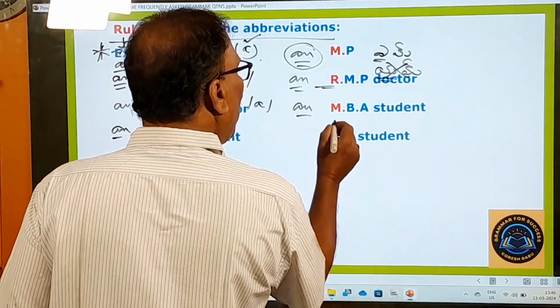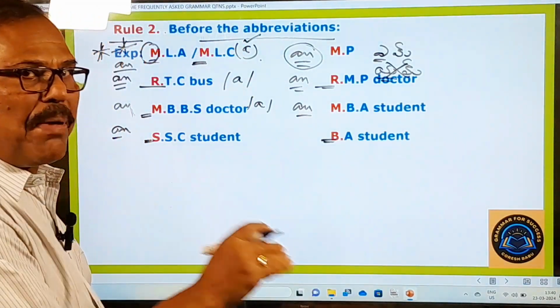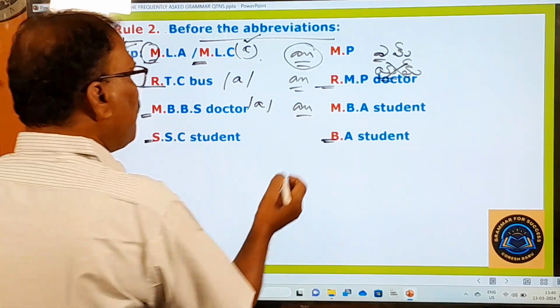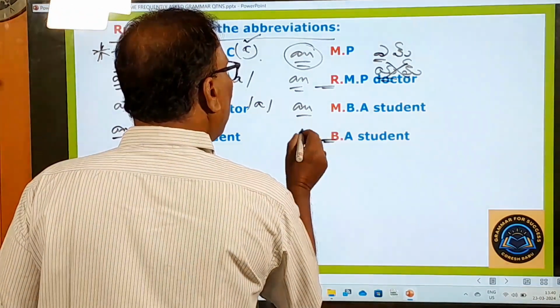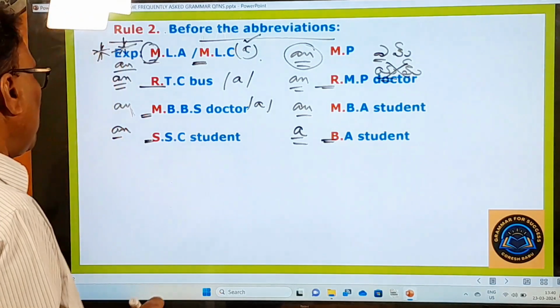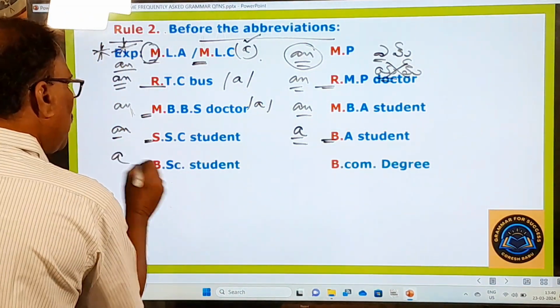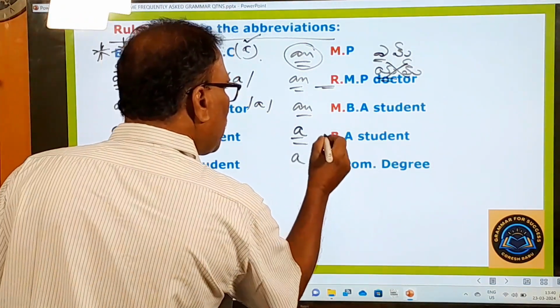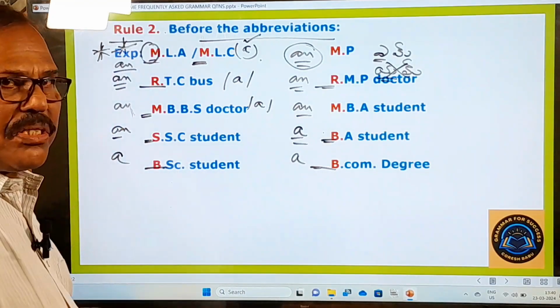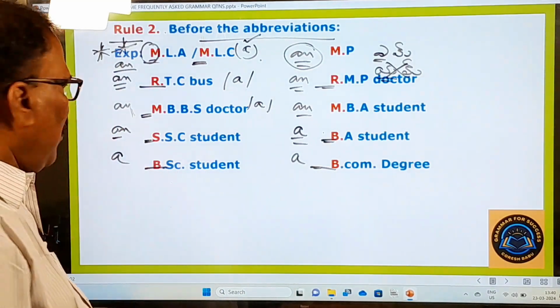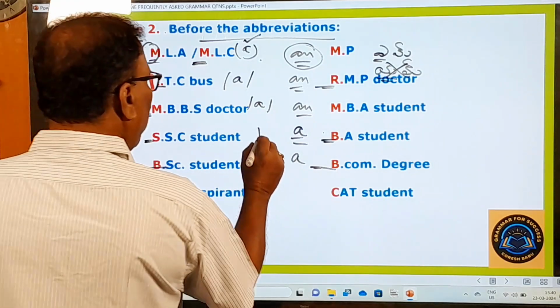But here it is the BA student. BA. Ba is a consonantal sound. Pa, ba, ba, ma. You know that very well. And here it is giving a consonantal sound. Therefore, we use a: a BA student, a BSc student, a BCom student, because Ba is always a consonantal sound, in Telugu and English.